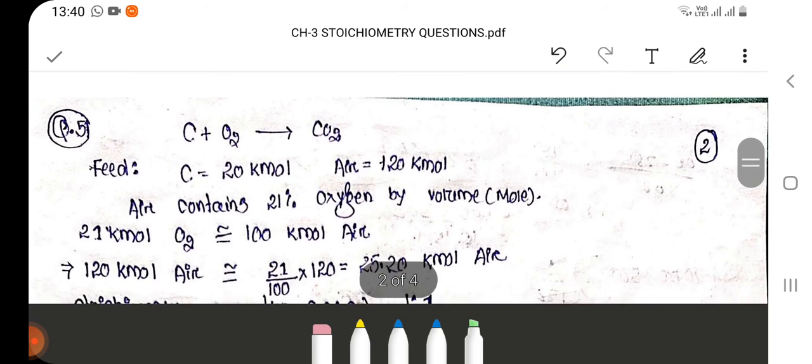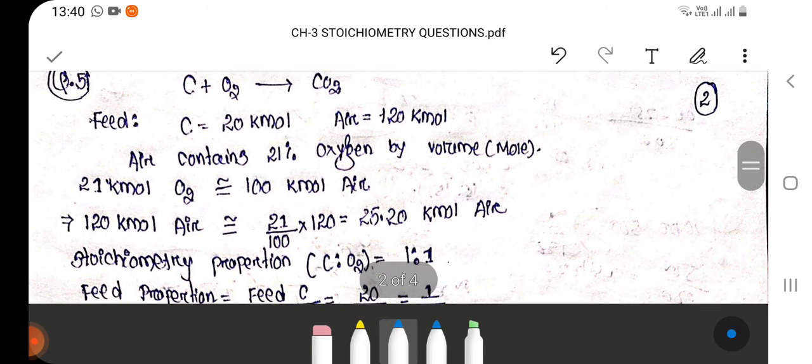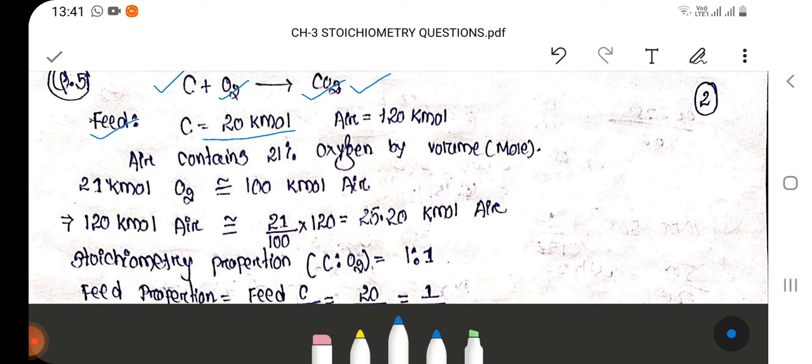Now let's come to another problem. In this problem, the production of carbon dioxide from carbon and oxygen. The stoichiometric equation is 1 kiloatom of carbon plus 1 kilomole of oxygen gives rise to 1 kilomole of carbon dioxide. The feed mixture contains 20 kiloatom of carbon, where carbon is the atom, and air is given as 120 kilomole. Here you can see in the feed air is given but oxygen is not given. So we have to calculate oxygen first.